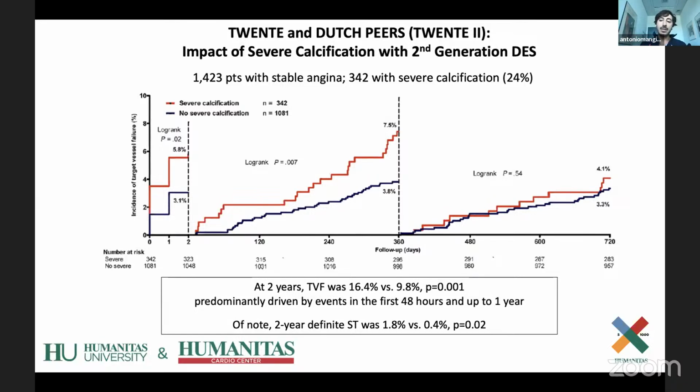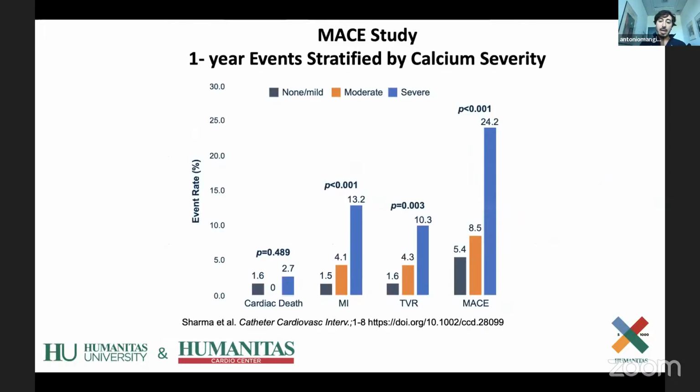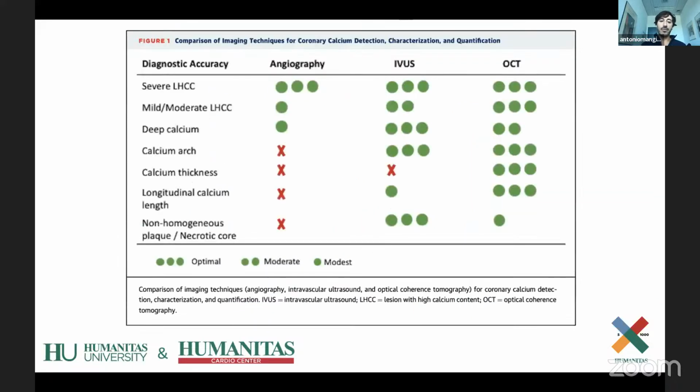You see from this important registry the impact of severe calcification with implantation of second generation DES at 1 year, so a very short follow-up time. You see that the rate of TLR for severe calcification is around 7.5%, which is quite double compared to other non-calcified lesions. And there is an impact also in terms of myocardial infarction and target vessel revascularization, but severe calcification also has an impact in terms of MACE. So it's something that we have to deal with and take care of.